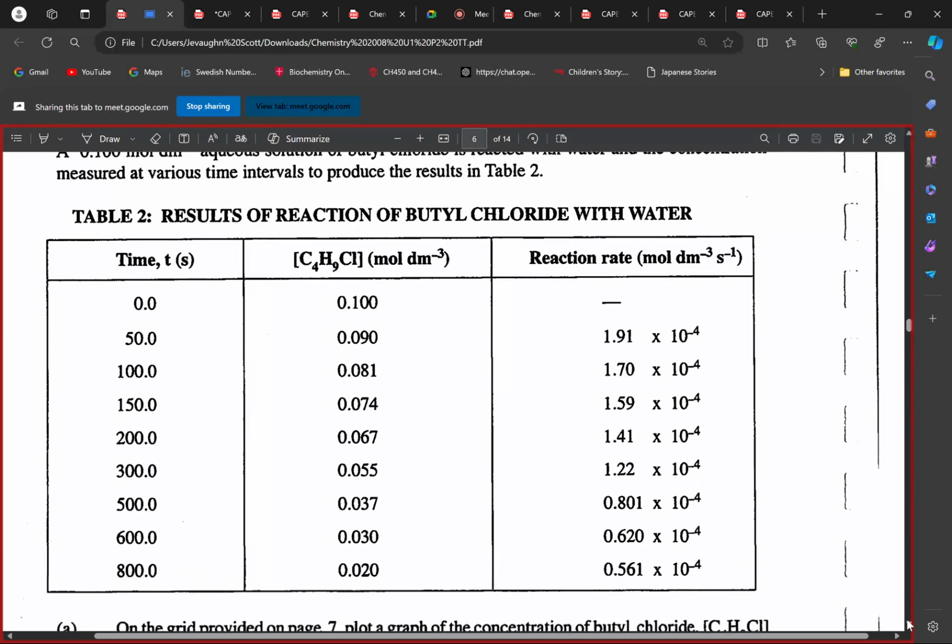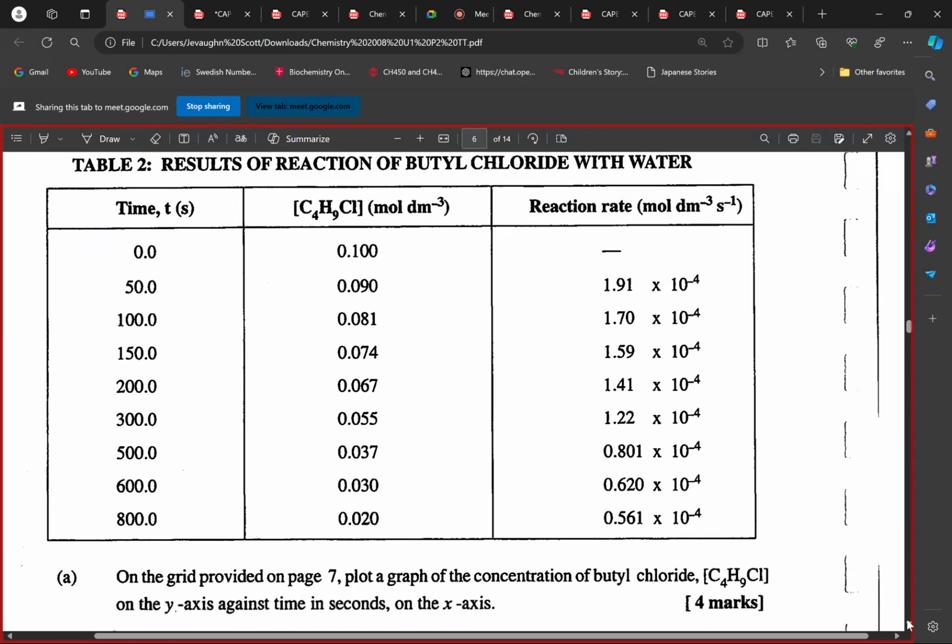All right, so those are the results. Now what we're supposed to do for 4 marks is to plot a graph of the concentration of butyl chloride on the y-axis, against the time in seconds on the x-axis, right? So first question of the morning, are we capable of doing this?